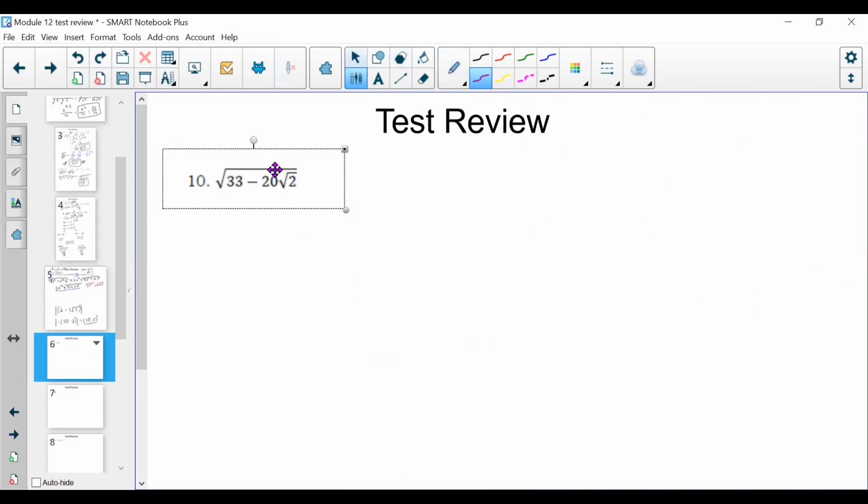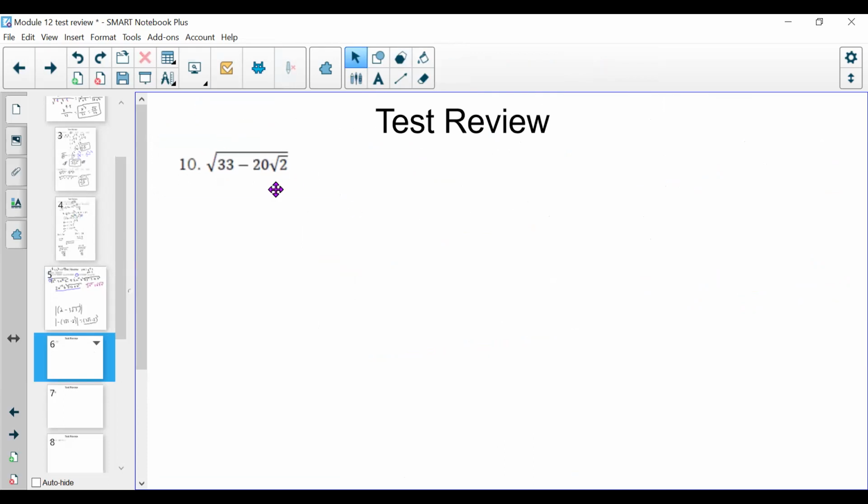All right, number 10 on the test review. So for this one, I have the square root of 33 minus 20 root 2. So this is in one of those weird forms where I can take this 33 and break it up into 2 numbers to make it into a perfect square trinomial.